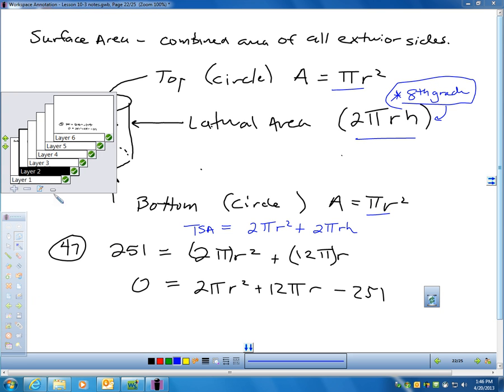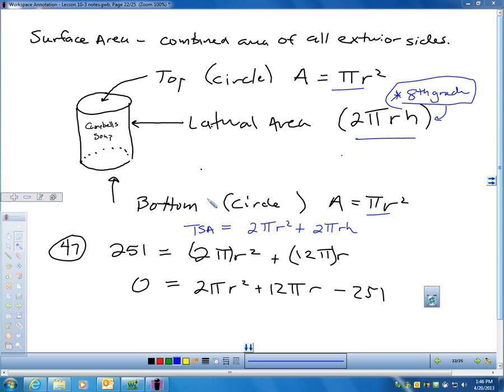So in this problem, number 47, they told me the total surface area is 251. So that's what I plugged in for total surface area. I have 2 pi r squared, and the height is 12. I'm sorry, I misspoke. The height is 6, I meant to say. I'm plugging in a 6 here. If you look at number 47, the height is 6. If you take 6 times 2, you get 12 pi r left over.